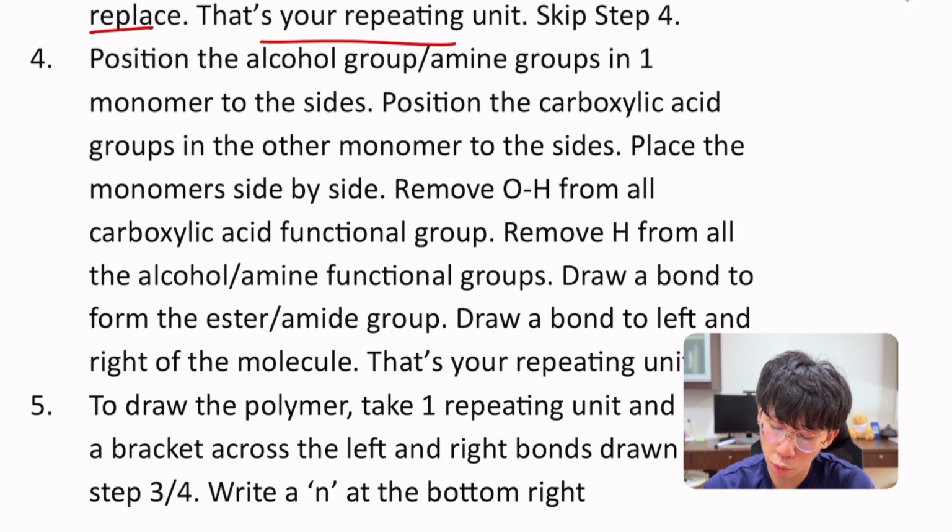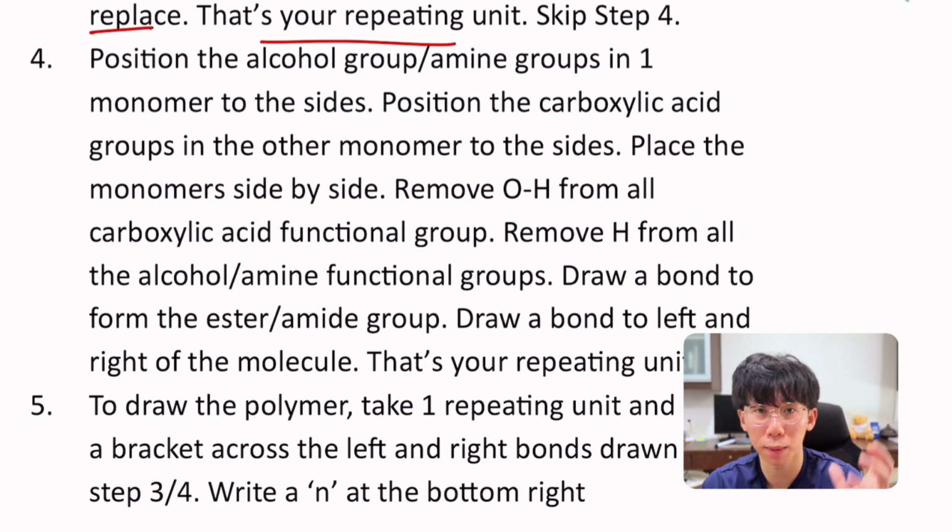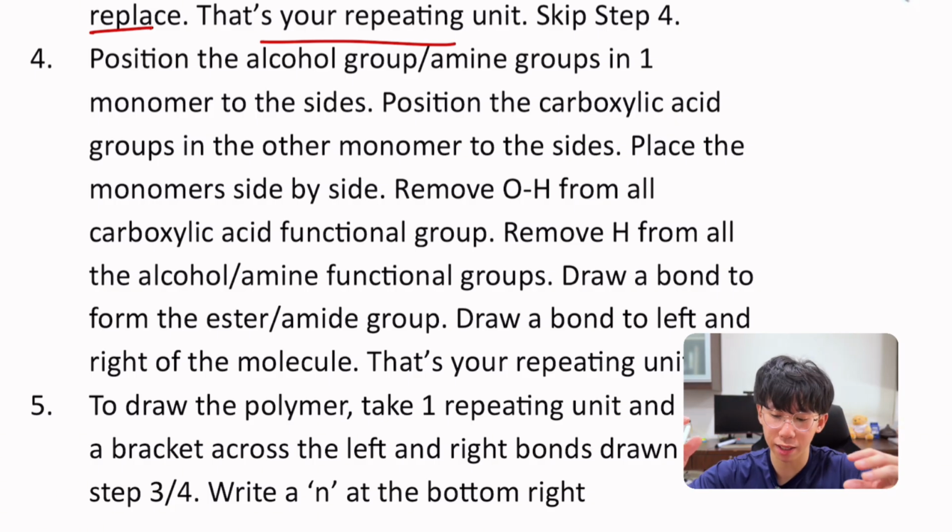If it is a case where the monomer has two of the same functional group, for example, one monomer has two alcohol groups, the other monomer has two carboxylic acid groups, then the repeating unit is both of them side by side.